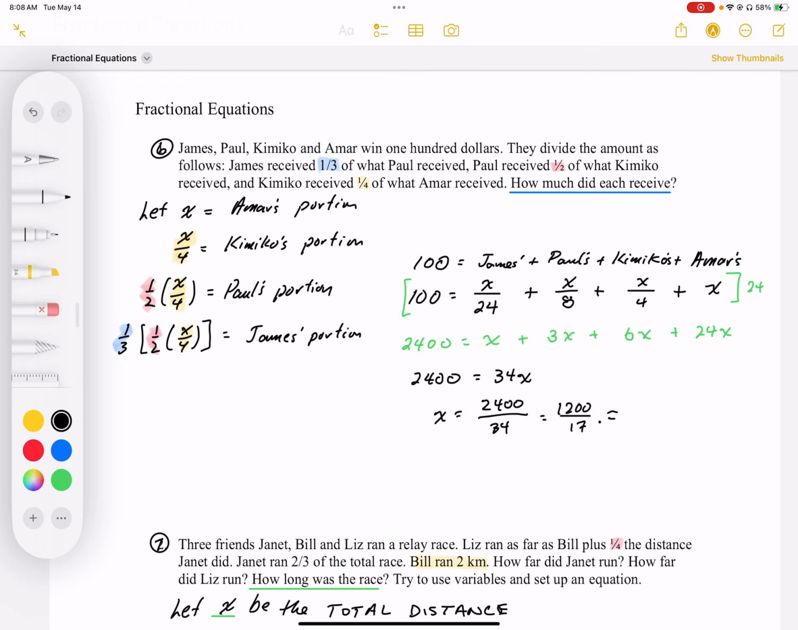Which is approximately $70.59. Okay, and then that's Amar's portion. Kimiko is going to be 1/4 of that. So she gets $17.65.